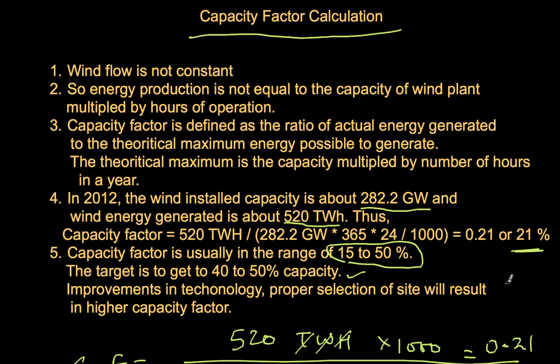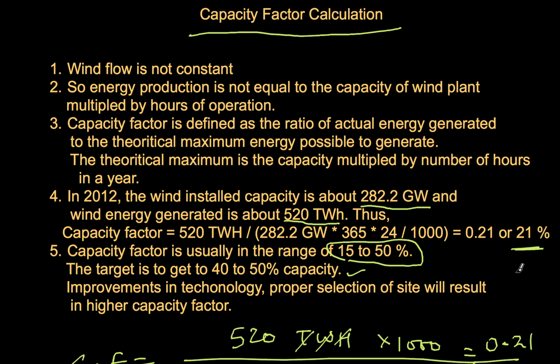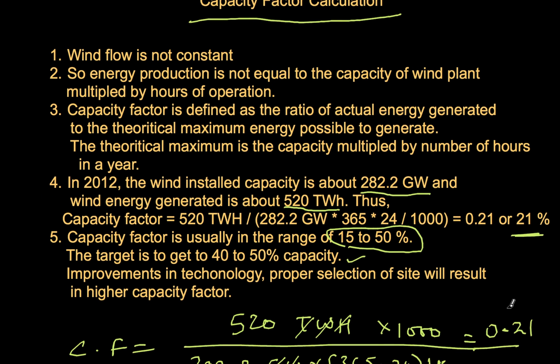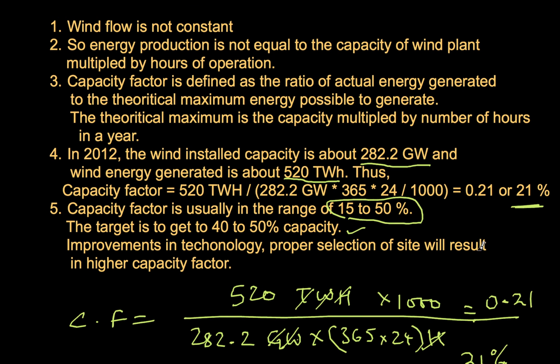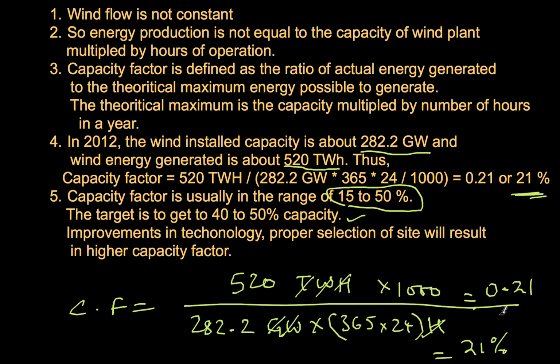Now compared to nuclear, the capacity factor is almost 95%, because nuclear power, once you start it, keeps on running for 10 years or 15 years or whatever. It will not stop. It is continuously running, and throughout the year, 24 hours, 365 days, you generate the power. So the capacity factor is very high for this. Similarly, for a thermal power plant also, almost 90 to 95%. But coming to wind, it is only 21%. That is one of the disadvantages.